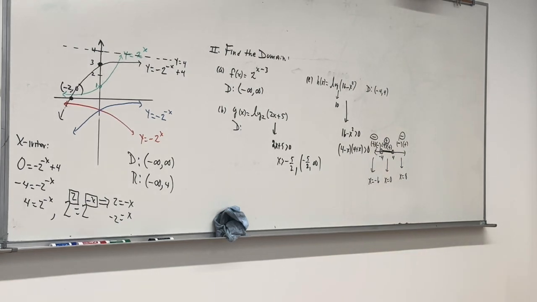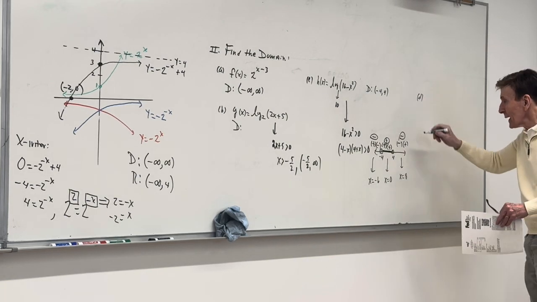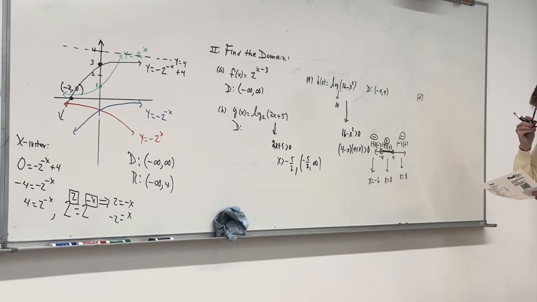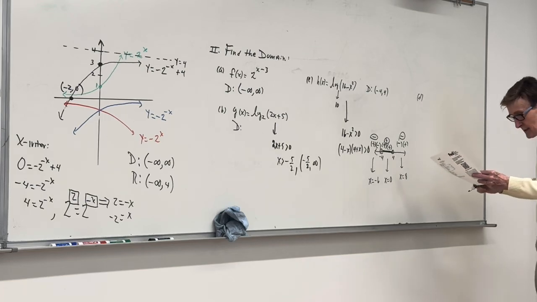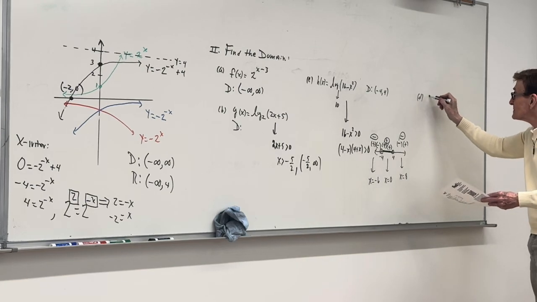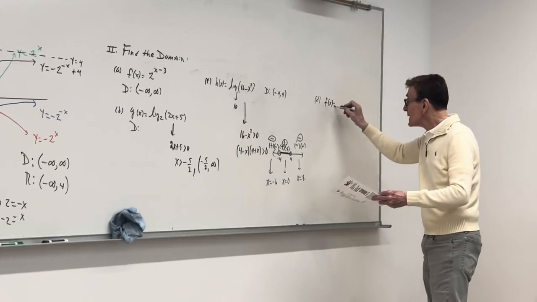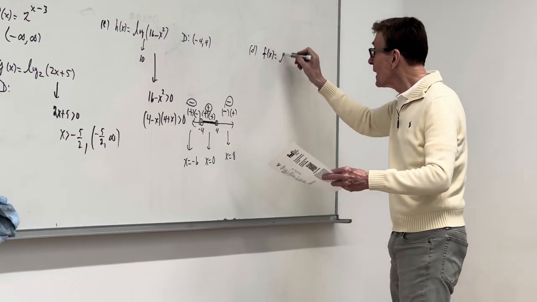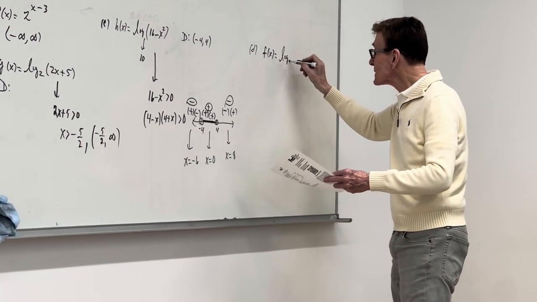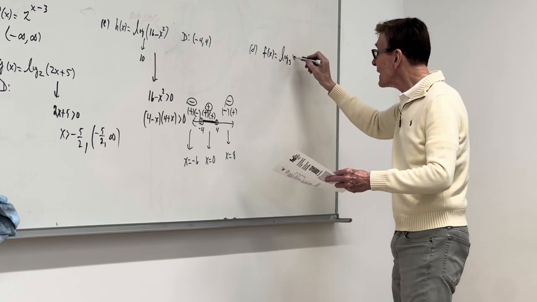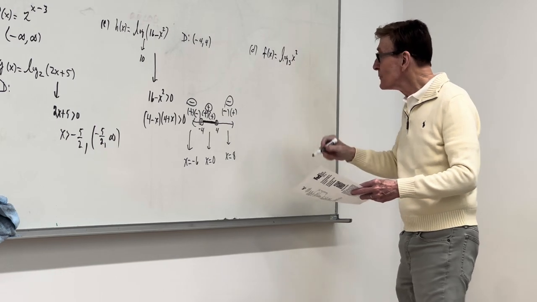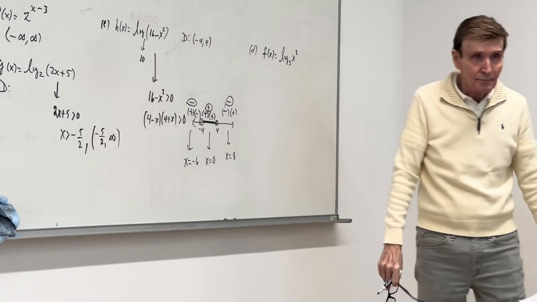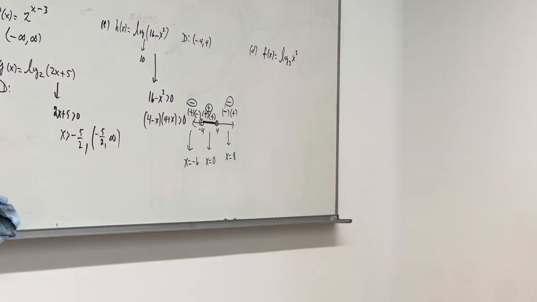My last one, and then we'll move into something else and close down. But I want you guys to practice with something here. Letter D, last one here. Find the domain. I need your help on this one. Let's call this f of x is equal to log, let's call this base 3 x squared. It's for a base 3 this time.